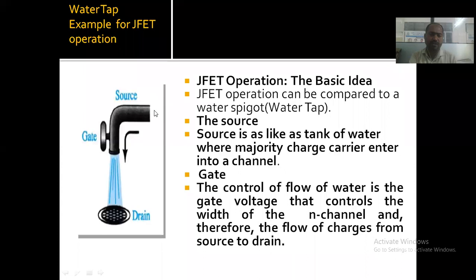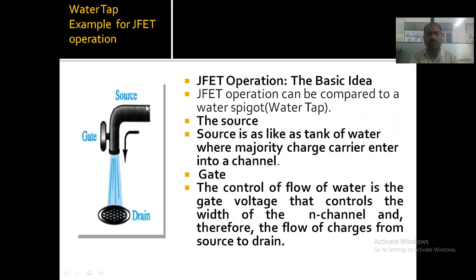This majority charge carrier travels from the source terminal towards the drain terminal, right? So gate indicates the terminal which controls the flow of the majority charge carrier entering from your source towards the drain, right? So the gate is the control terminal for whatever electrons or holes are coming from your source. Okay, this is the thing with respect to the gate.